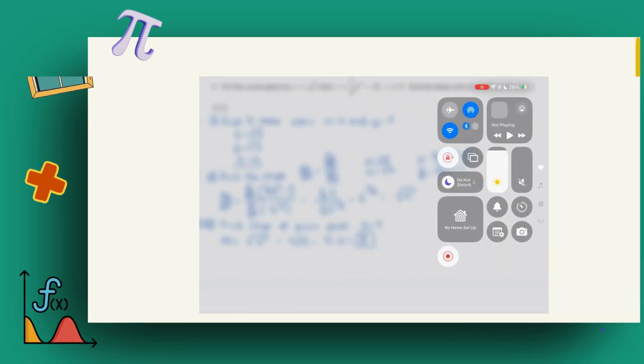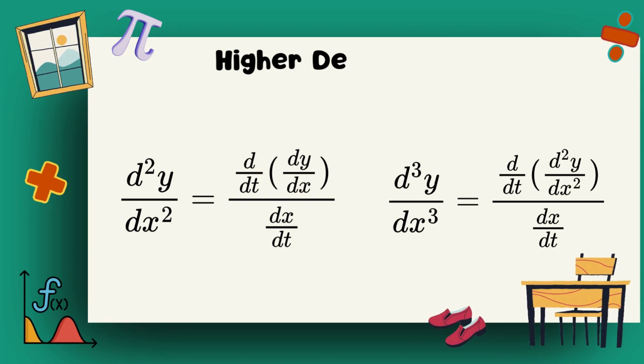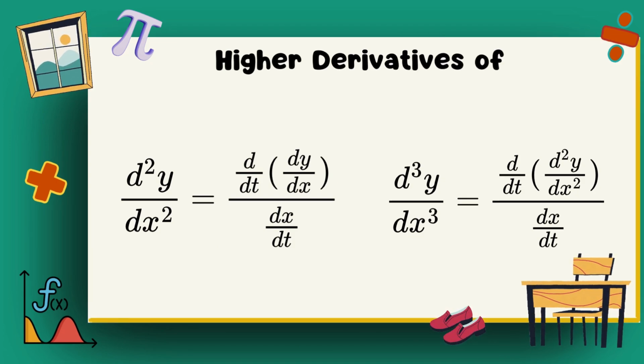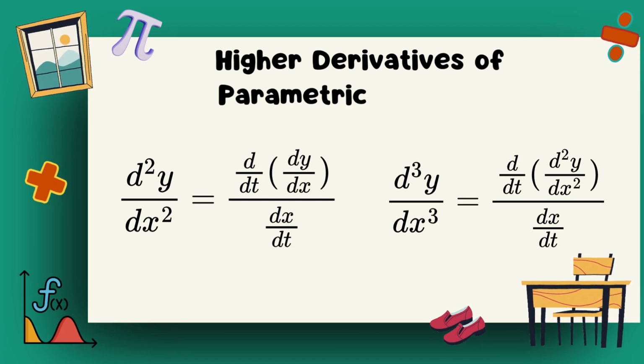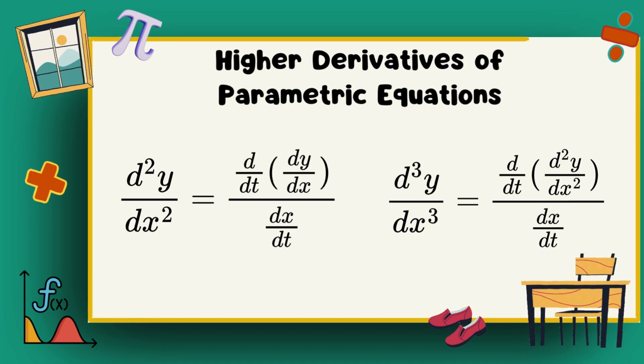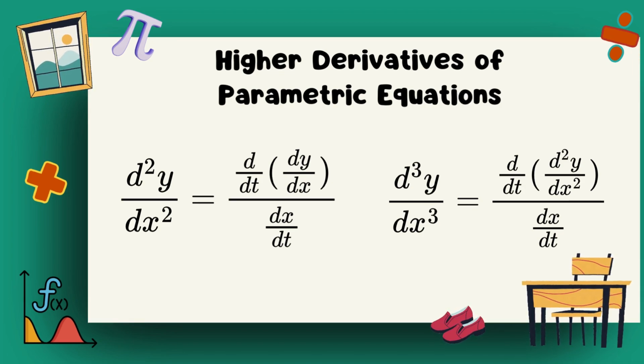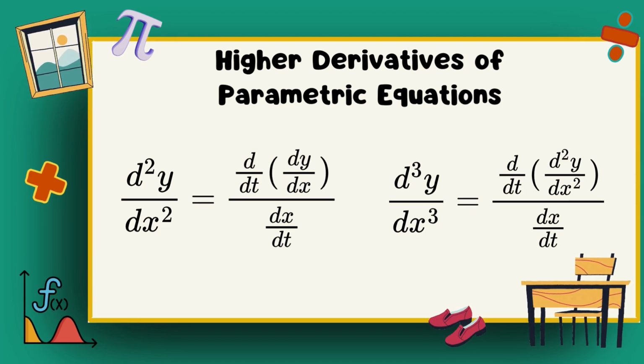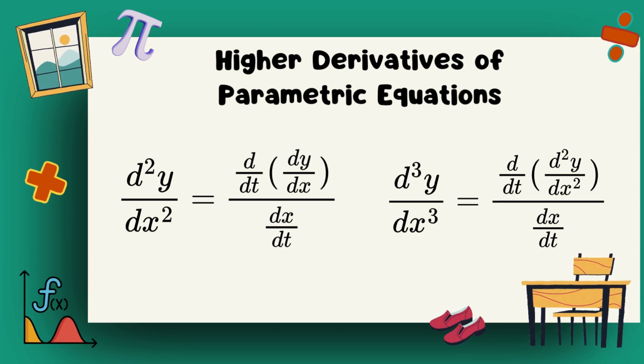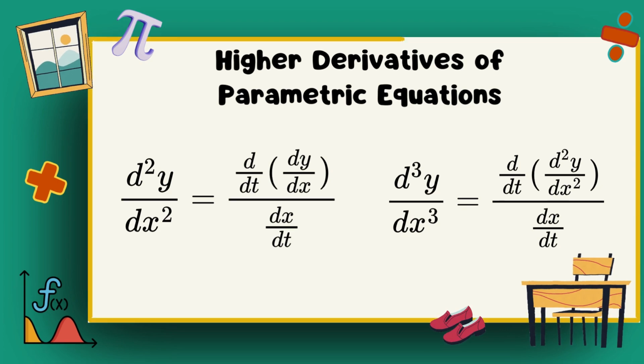Before moving on, let's define higher order derivatives in parametric form. So our second derivative of y with respect to x is equal to our derivative with respect to t of dy dx, which we found, that's our first derivative, divided by dx dt. Our third derivative of y with respect to x is equal to the derivative with respect to t of our second derivative divided by dx dt.